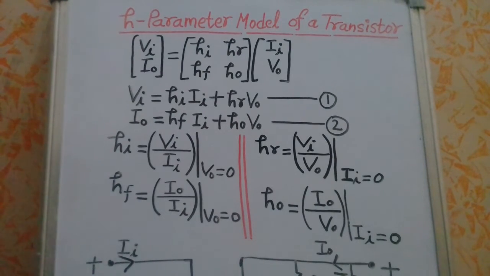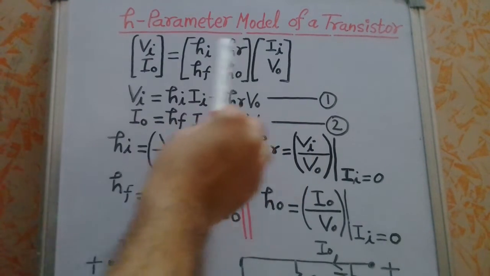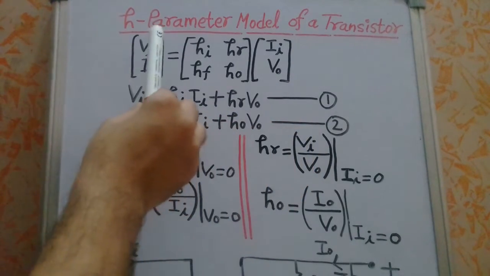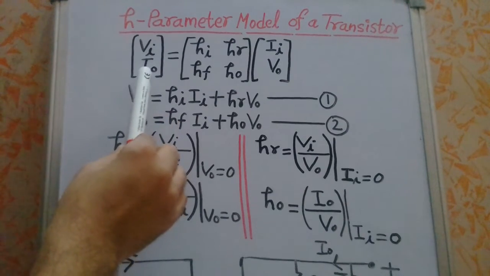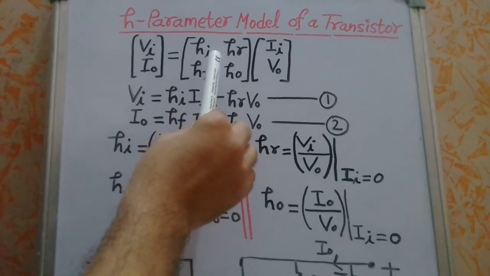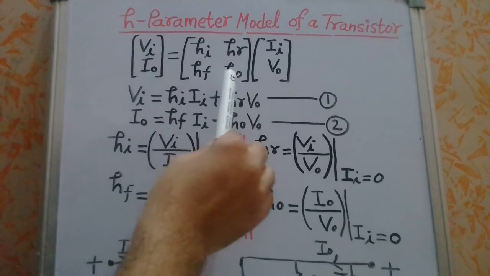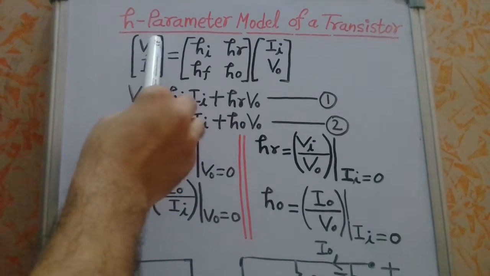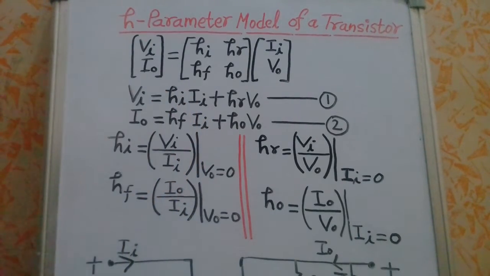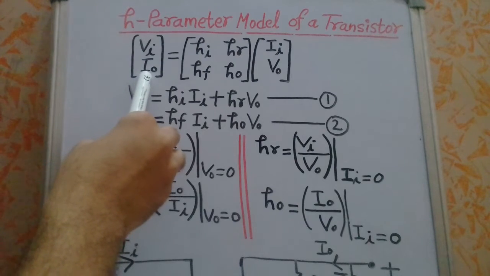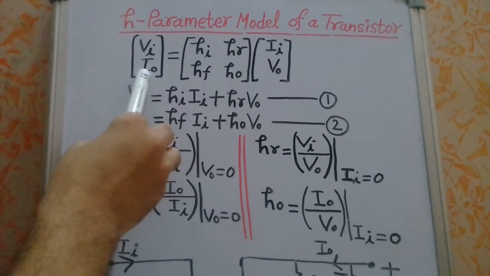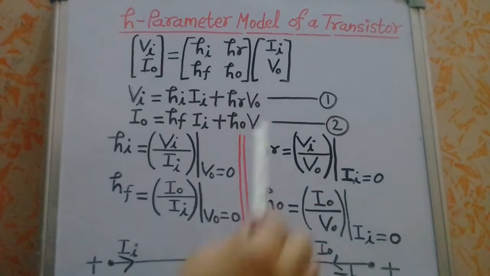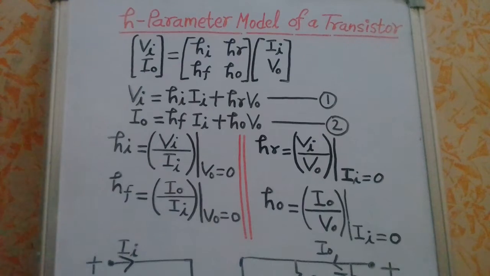So first of all, the general matrix of the h parameter model is given by [Vi, Io] equal to [hi, hr; hf, ho] times [Ii, Vo]. So what is Vi? Vi is the input voltage. What is Io? Io is the output current. What is Ii? Ii is the input current. What is Vo? Vo is the output voltage.